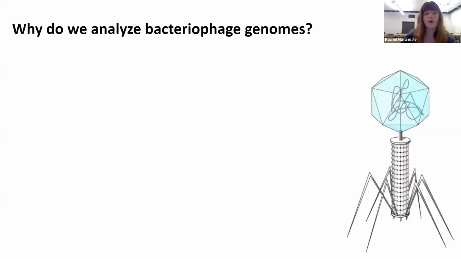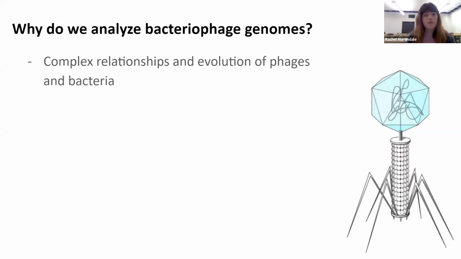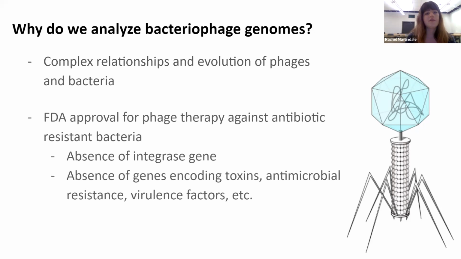So there's a few reasons why we analyze phage genomes. One reason is that by looking at phage genomes, we can understand some of the complex relationships between phages and their bacterial hosts, and it can also give us some insight into the evolution of phages. But more importantly, by analyzing phage genomes, we can ensure FDA approval for phage therapy against antibiotic-resistant bacteria. So by looking at phage genomes, we can make sure that there's no integrase gene. We want the phages to kill the host instead of integrating their genome. And we can also make sure that there aren't toxins, something that's dangerous to humans, or that there are genes that could be beneficial to bacteria.